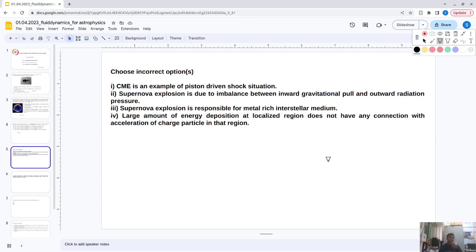Now when you are giving a large amount of energy at a very localized region, you are depositing a large amount of energy here, then it can give rise to some pressure gradient here, which in turn can generate shocks, right? So if there is some shock formation, that can lead to the acceleration of charged particles in that region. So the last one cannot be correct, because there should be some connection between the large amount of energy deposition at a localized region and the acceleration of charged particles in that region.